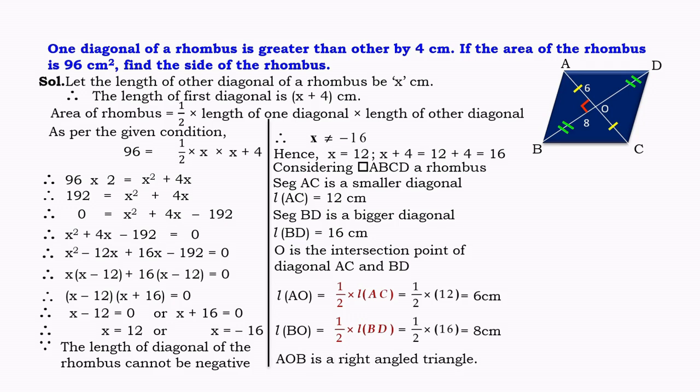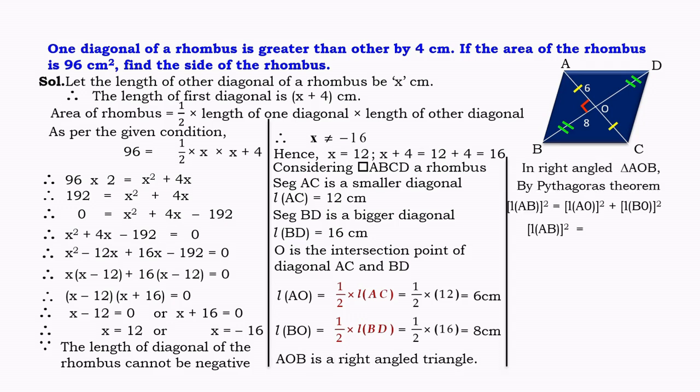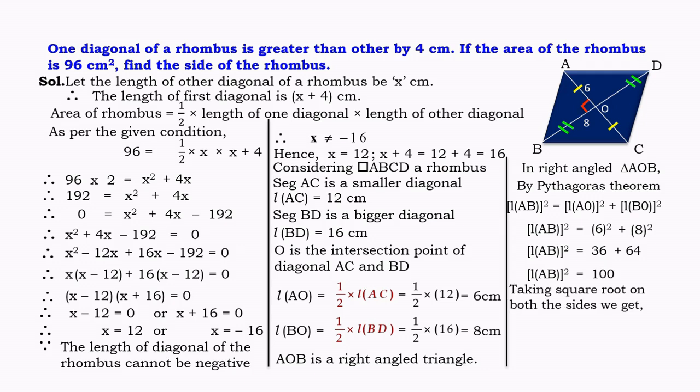Therefore, square of the side of the rhombus equals 6 squared plus 8 squared. This gives square of the side of the rhombus equals 36 plus 64. Square of the side of the rhombus equals 100. Taking the square root of both sides, side of the rhombus equals 10 centimeters.